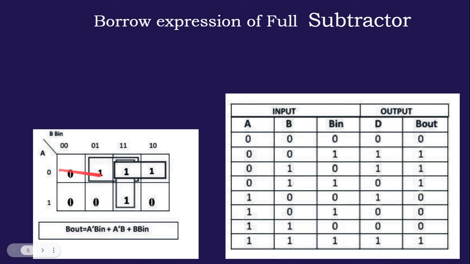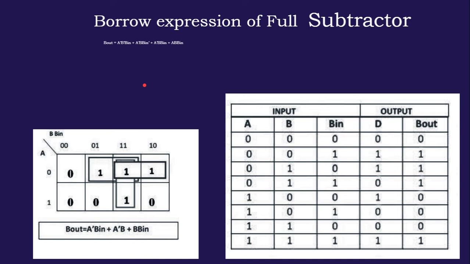Here, in the vertical direction, a gets cancelled because a has both 0 and 1. Vertically this pair covers both 0 and 1, so a gets cancelled and the remaining is b into b in. So we write the equation as b into b in. So that's all the equation for borrow.